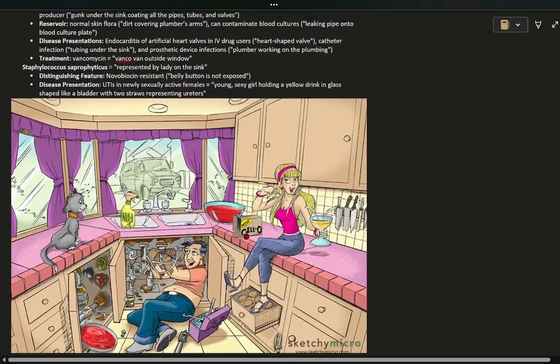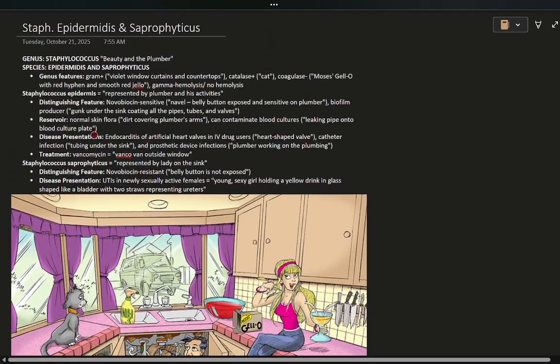So that is pretty much it for understanding Staphylococcus epidermidis and Staphylococcus saprophyticus and their major differences.